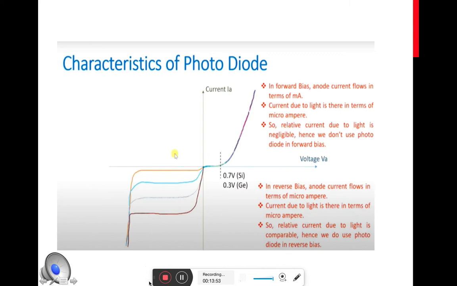Also, in a photodiode in reverse bias, we have a higher depletion width than in forward bias. A higher depletion width means more light can be concentrated onto the semiconductor material, which means more current. So the photodiode is always operated in the reverse bias condition.